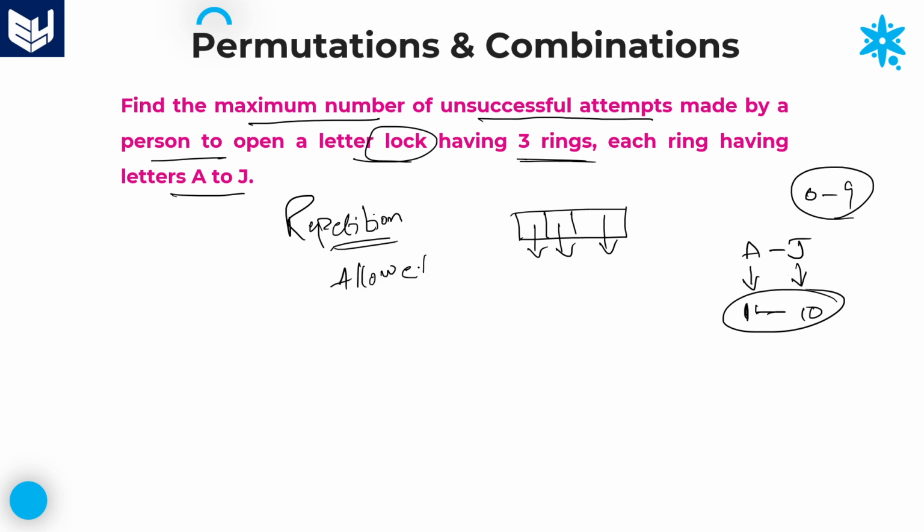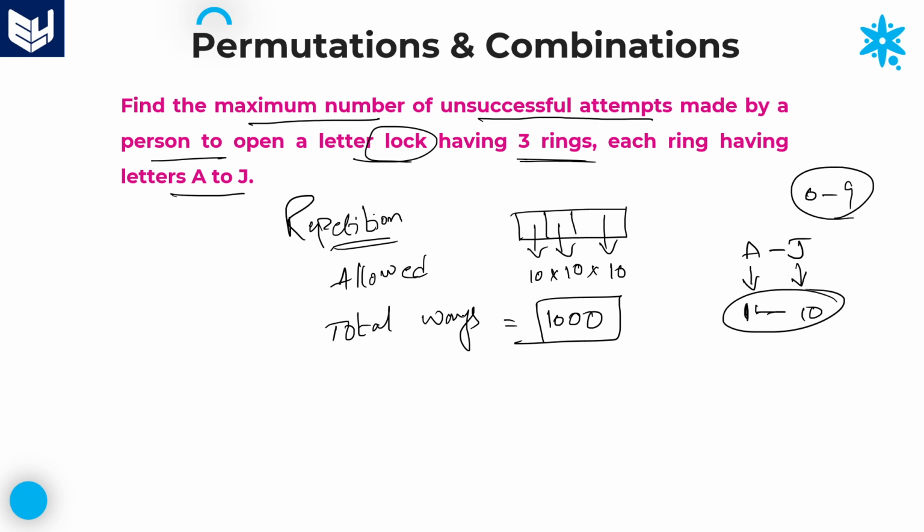If repetition is allowed, obviously for the first one you can use 10, for the second one you can use 10, and for the third one also you can use any of the 10 letters. So 10 into 10 into 10 gives you 1000. Total number of ways are 1000.